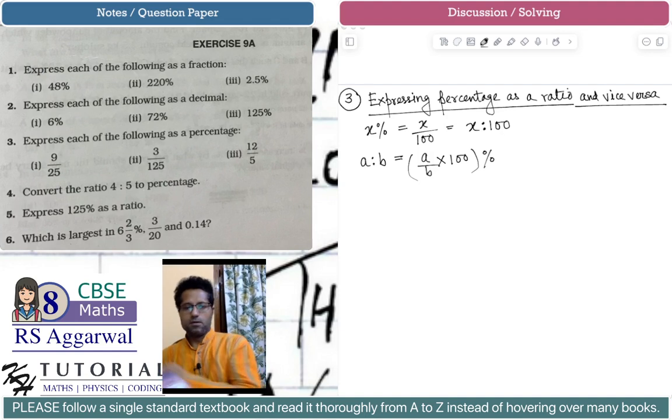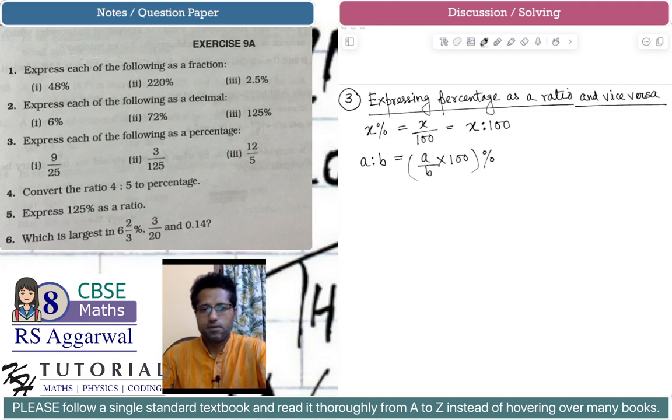I think I am right regarding converting the ratio to a percentage. I will check once again. Yes, it is fine.